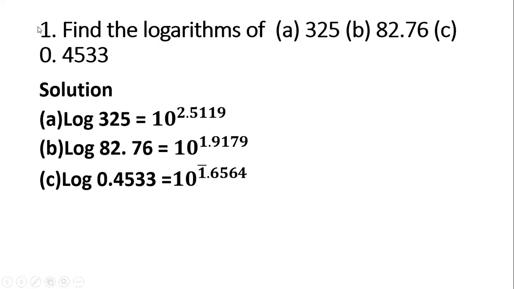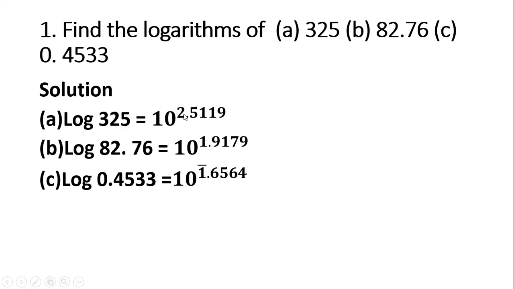So the first example we are taking: find the logarithm of A, 325, B, 82.76, C, 0.4533. A and B are numbers greater than 1, while C is a number less than 1. So A, logarithm of 325. Like I said earlier, 100 is 10 raised to the power 2, so the integer is 2. Then for the decimal fraction from our four-figure table, 32 under 5 will give us 5119.